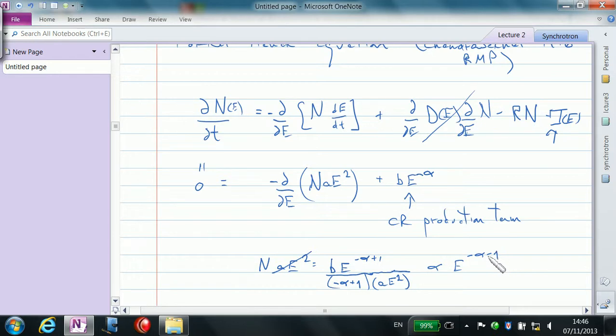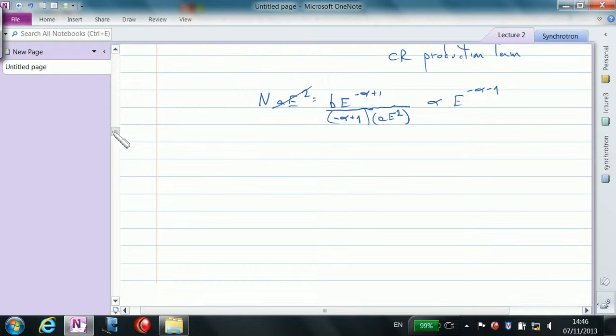So like I said, it's just expressing what I said in words. That the lifetime is proportional to 1 over E, so there's an extra factor of 1 over E when the cooling term is important. All right. All that is fairly elementary.